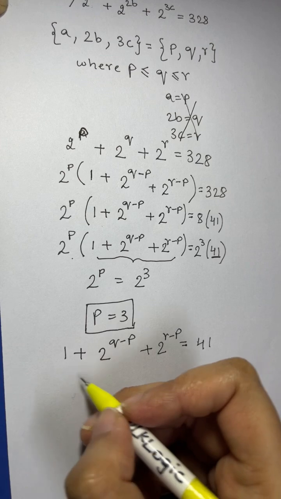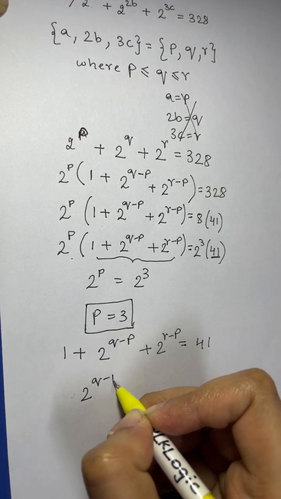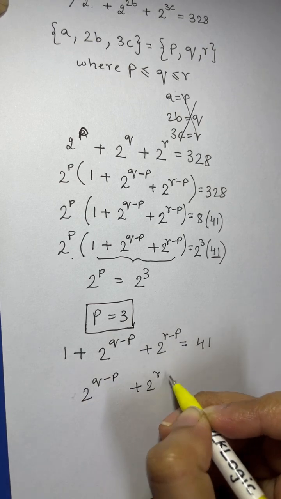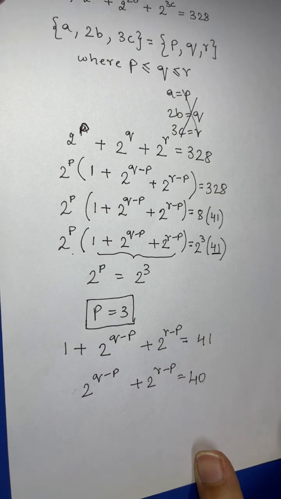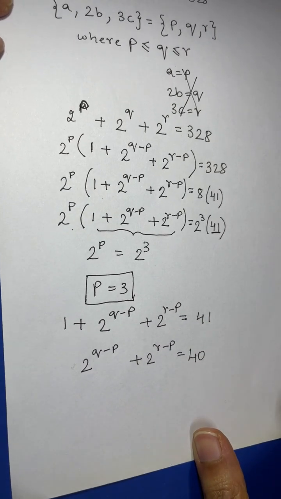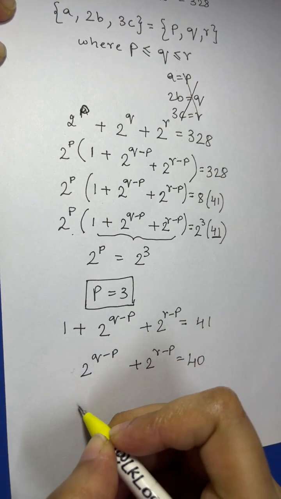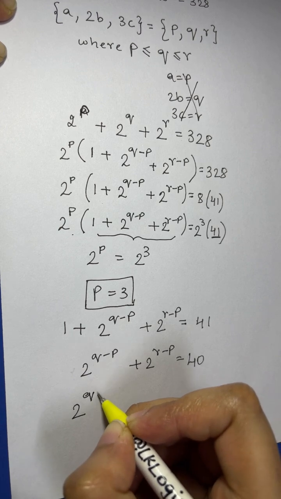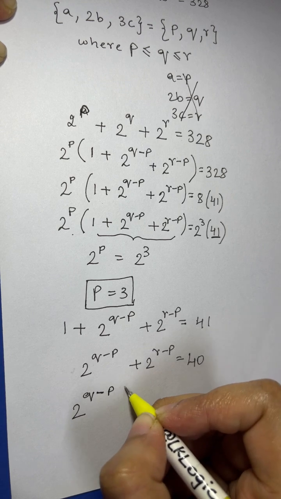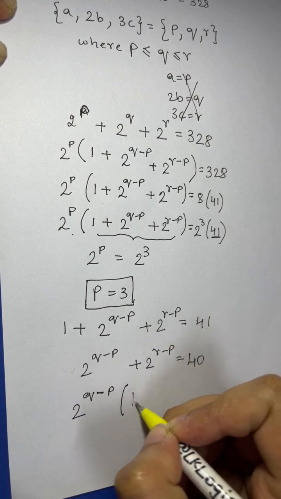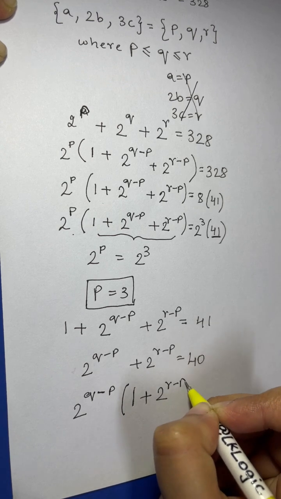Now let's send 1 to this side. 41 minus 1 is 40. So we have 2 to the power of q minus p plus 2 to the power of r minus p is equal to 40. Now what can you do? You can take out 2 to the power of q minus p outside the brackets, and then you're left with 1 plus 2 to the power of r minus p.